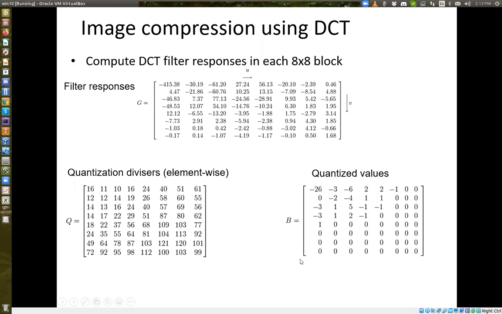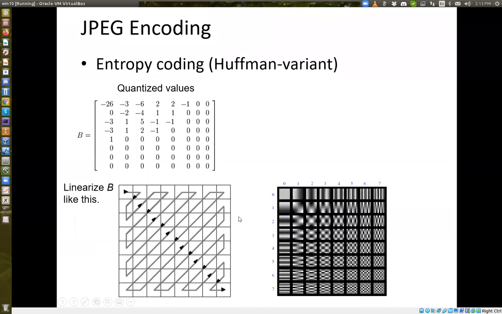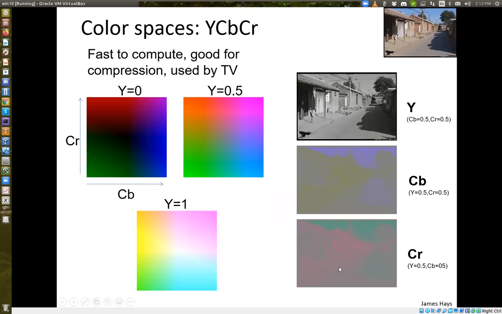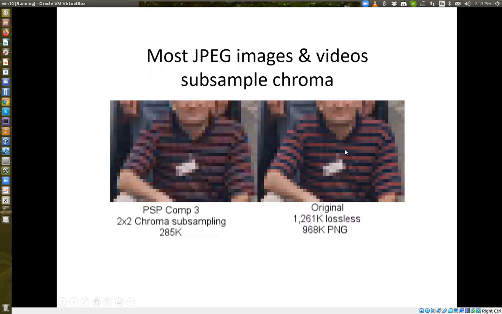After I quantize, I have these values, and I save them in a zigzag manner, so that I can stop at any time and still keep the more important low frequency components rather than the high frequency ones. Also, as we mentioned, in the YUV or YCbCr color space, the luminance component is more important than chrominance. So for the chrominance, we further downsample before we do this compression. That's basically the final compression.